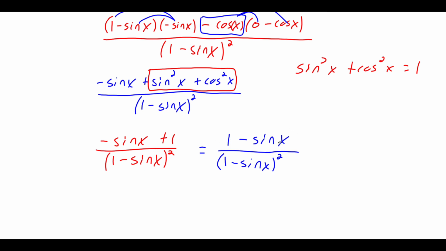So what I can do is cancel out that 1 minus the sine of x on top with one of those 1 minus the sine of x's on bottom. So now my numerator is just 1, and my denominator is just a singular copy of that 1 minus the sine of x.